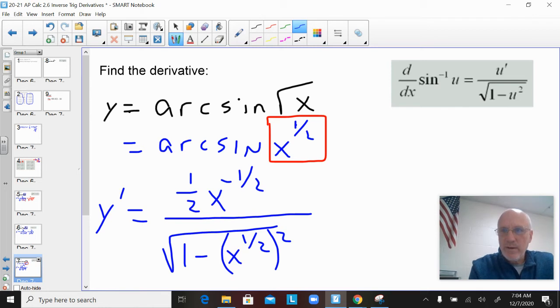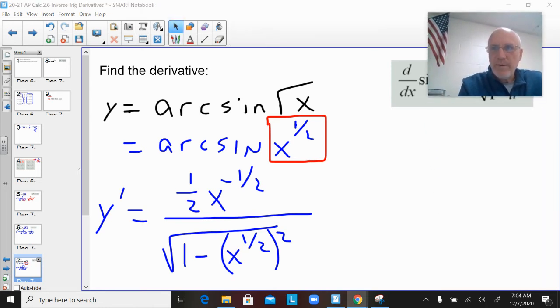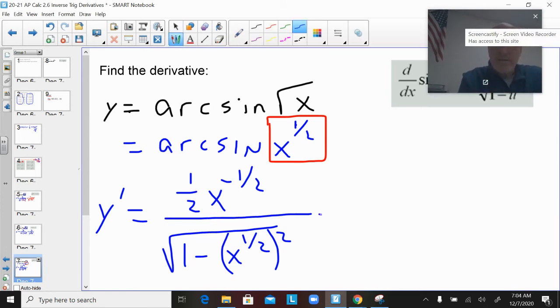Can I get my picture out of the way? No, I can't get my picture out of the way. My picture is often in the way. Okay. All right. So now let's clean this up.